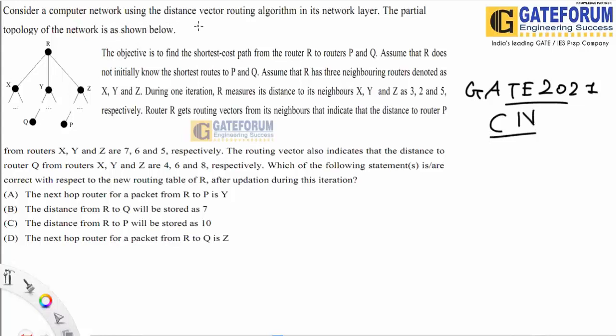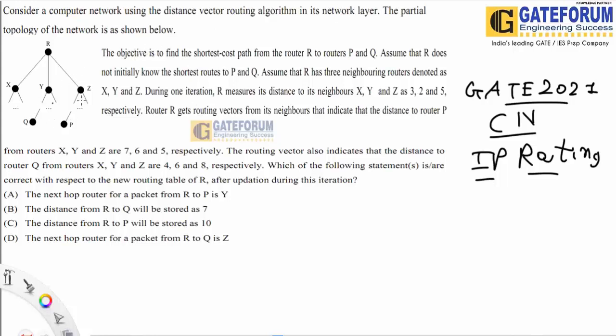Consider the computer network using a distance vector routing algorithm in its network layer. So here it's basically related to the distance vector routing algorithm. This question is related to the topic of routing, in which we have distance vector, link state, hierarchical, and many other protocols, but this question is related to the distance vector. The partial topology is shown below.